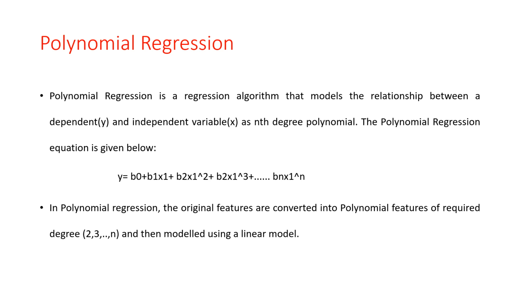In polynomial regression, the original features are converted into polynomial features of required degrees, that is 2 degree, 3 degree and n number of degrees, and then modeled using the linear model. See here in this equation we are using degree 1, 2, 3 up to n number of degrees, so that we can model our data set in a linear fashion.